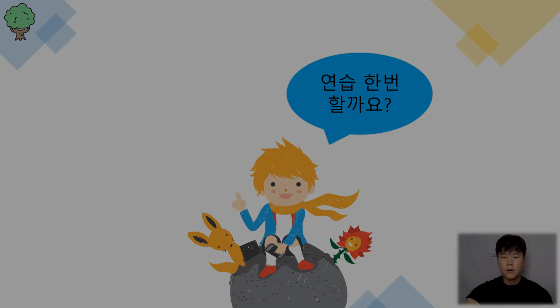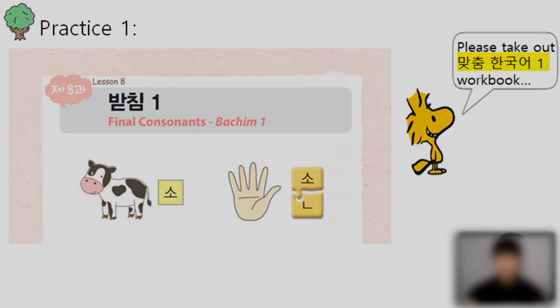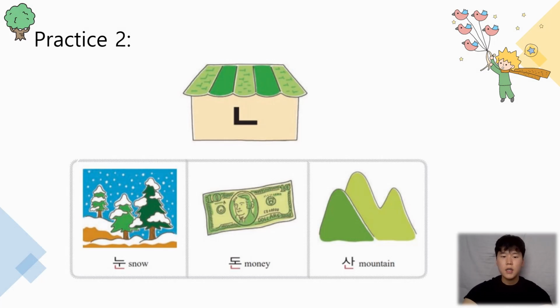연습 한번 할까요? So let's practice once. We will use page 53 and 56. So on page 53, you can see 받침 1, final consonants. And in that situation, there is no 니은 받침, and that just becomes 소, right? And that means cow. However, if you add a 니은 on the bottom of 소, that becomes hand, which is 손. And on page 56, you can see 눈, 돈, 산.